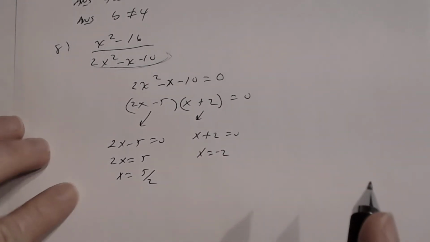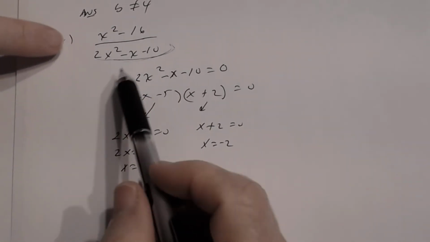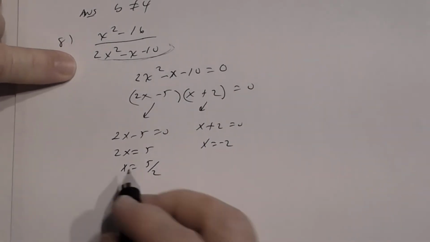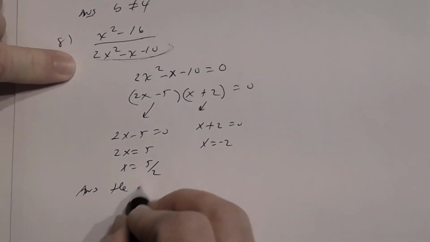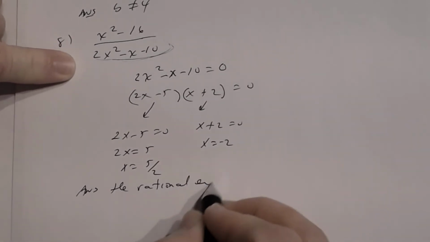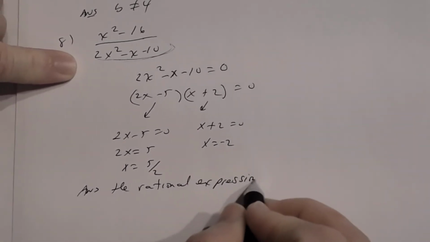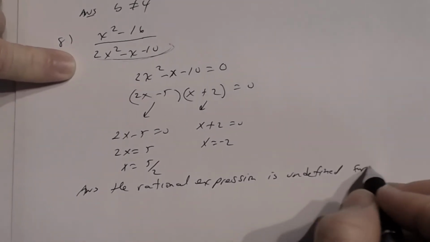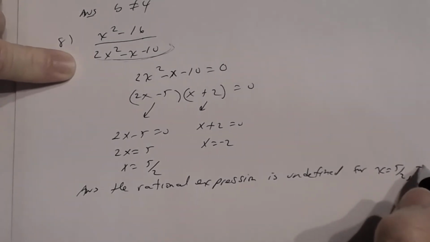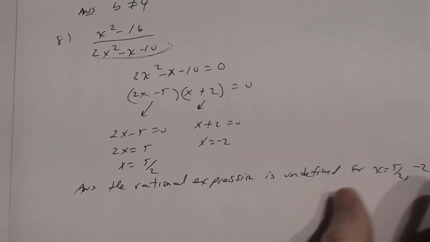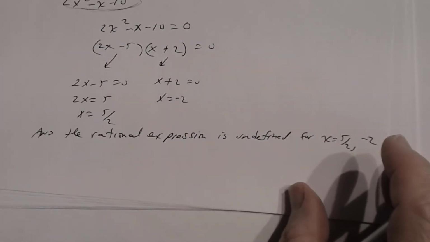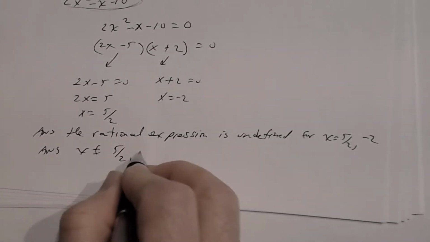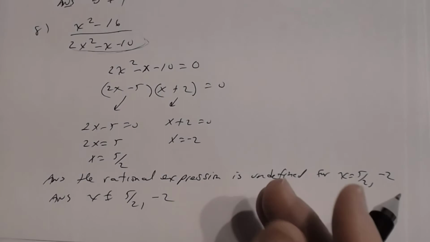So in terms of your answer, you're going to say this. Now remember, the question was, find all values of x for which this rational expression is undefined. So you're going to say the rational expression is undefined for x equal 5 halves, comma, negative 2. Okay? And you can also say x cannot equal 5 halves, comma, negative 2. Okay? All right, number 9.